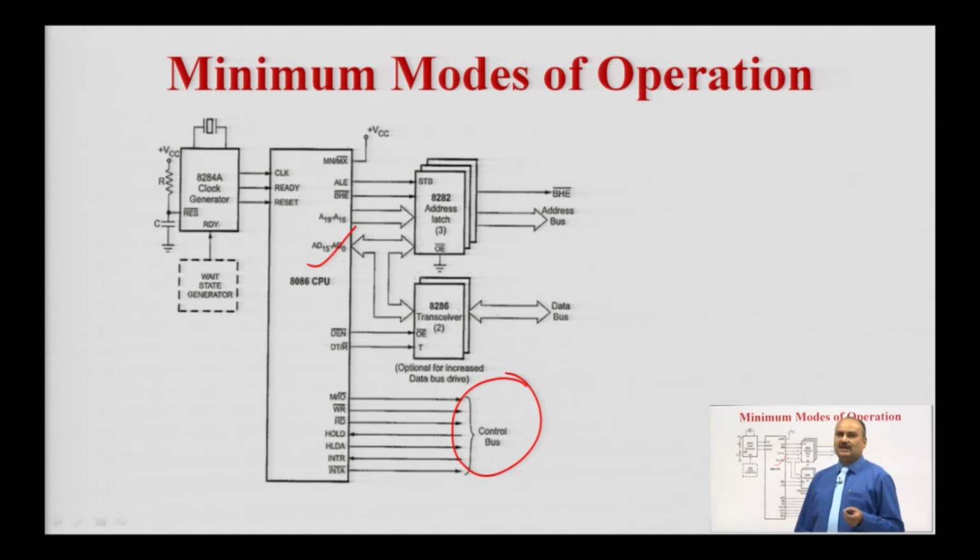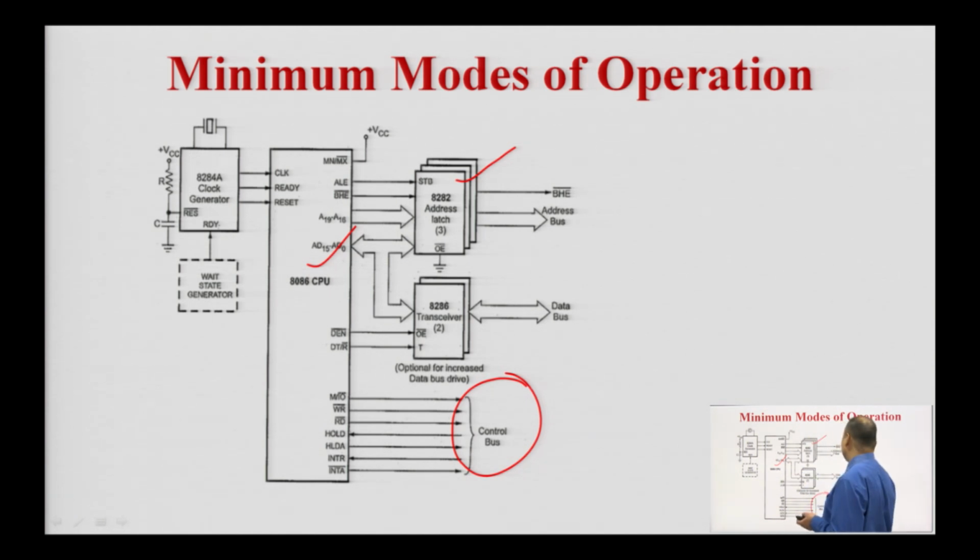In order to demultiplex this address bus, because we need to connect the address bus with the memory and the data bus to carry the data, it is essential that we first demultiplex the address bus. That is why for the 20 bit address bus we require three latches, the 8282, to demultiplex the address. Here we get the address bus to address the memory, which is 1 megabyte in total. With these 20 address lines, A0 to A19, we can access 1 megabyte of memory locations.